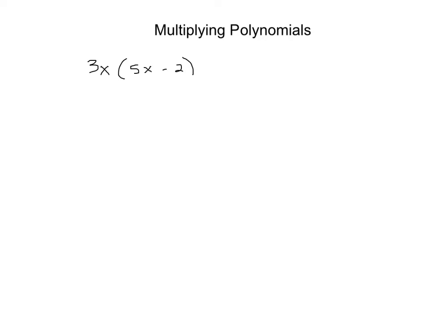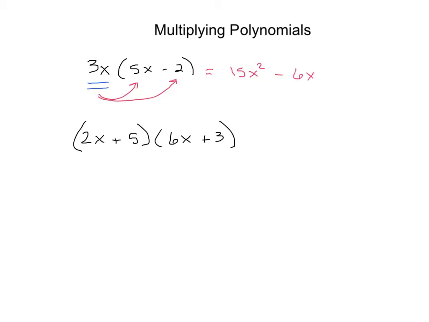Today we're going to look at extending what we've already done. So we've already looked at how to take a monomial and then multiply it by a polynomial, right? So we have to distribute in order to do that. So let's just quick review: 3x times 5x, 15x squared, and then of course we keep that sign, so it'll be subtraction, and we do 3x times 2, 6x.